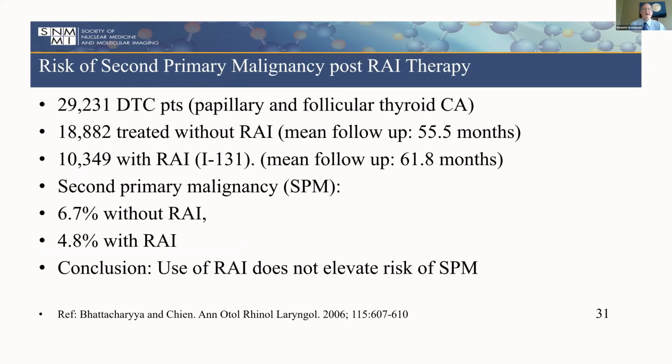Bhattacharyya and Chen looked at 29,000 differentiated thyroid cancer patients, papillary and follicular, 18,000 plus treated without radioactive iodine, 10,000 with. As far as second primary malignancy, they found 6.7% without radioactive iodine and 4.8% with. Conclusion, use of radioactive iodine does not elevate the risk of second primary malignancy. It actually looked like it reduced it.